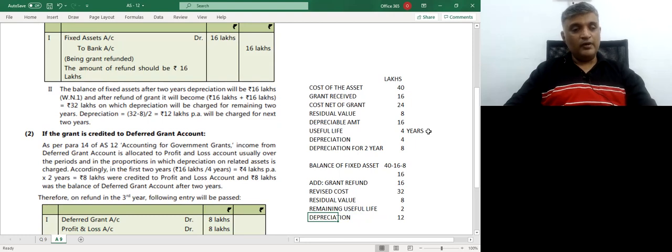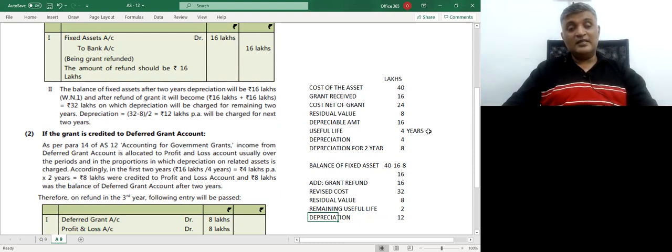So this is very important, friends. You need to clearly understand the working. Now, for the second part of the question, what happens if initially when the grant was received, I have taken it to the deferred grant account. I have taken it to the credit of the deferred grant account, which means I would have taken to P&L account on a deferred basis.